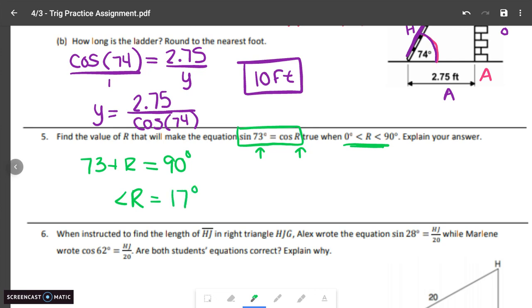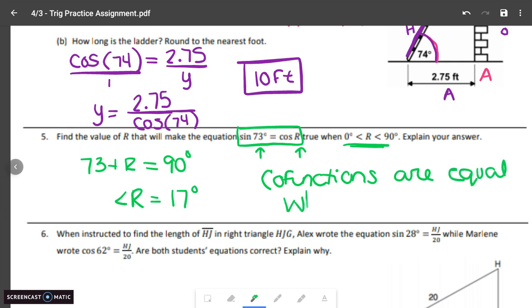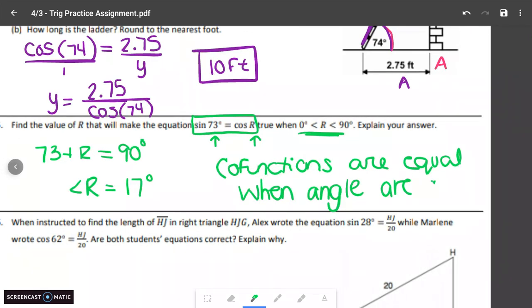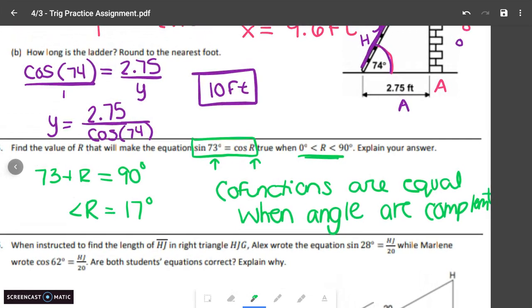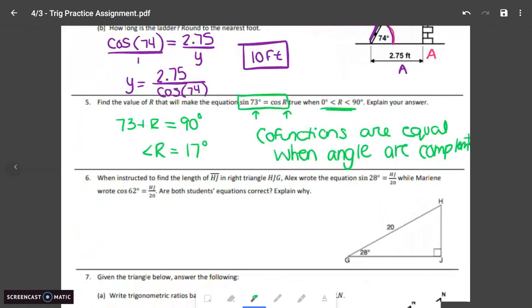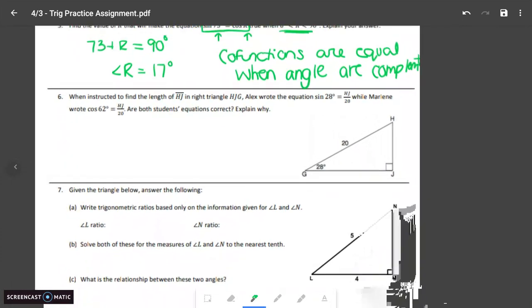The reason why is cofunctions are equal when angles are complementary, aka the two angles add up to 90 degrees. So I'm going to put complements in there and I ran out of room. But that's the same idea for 6.